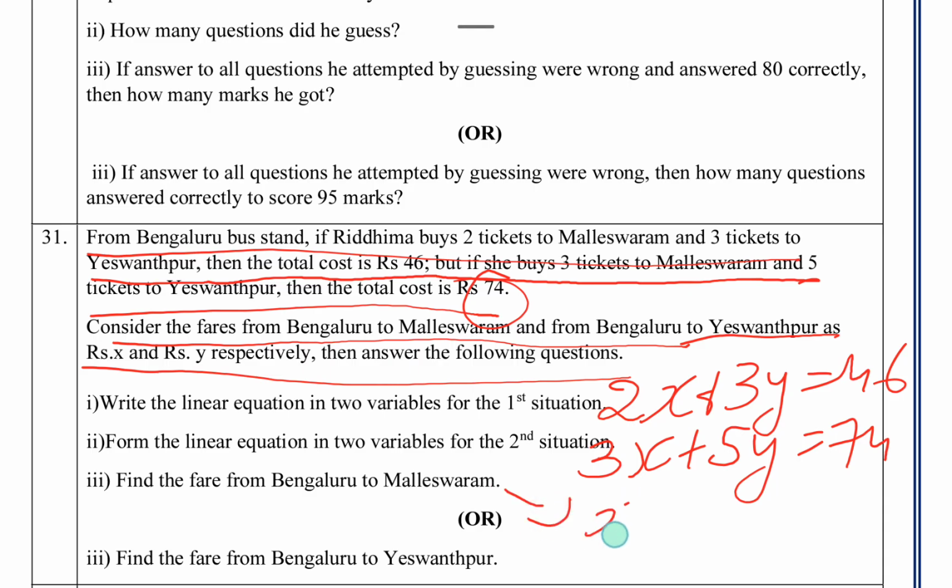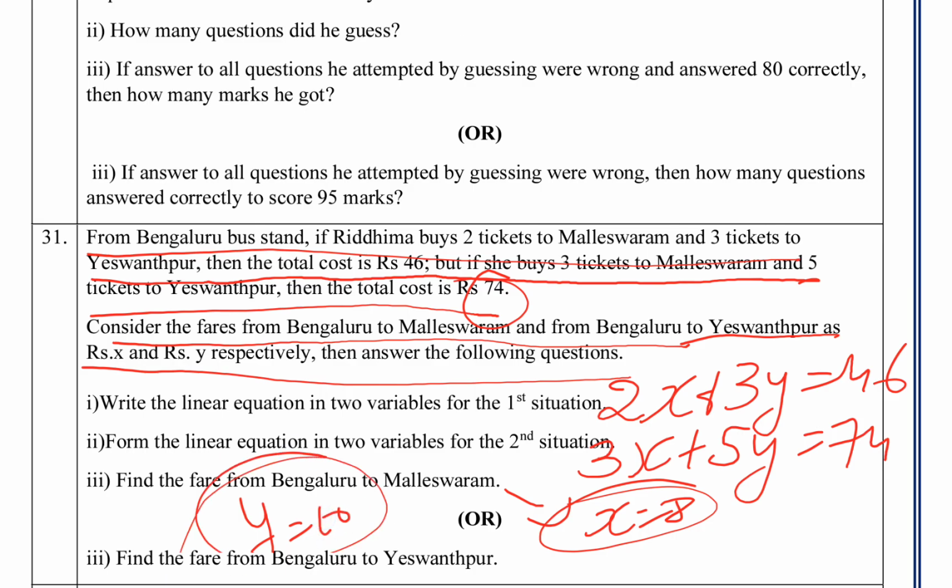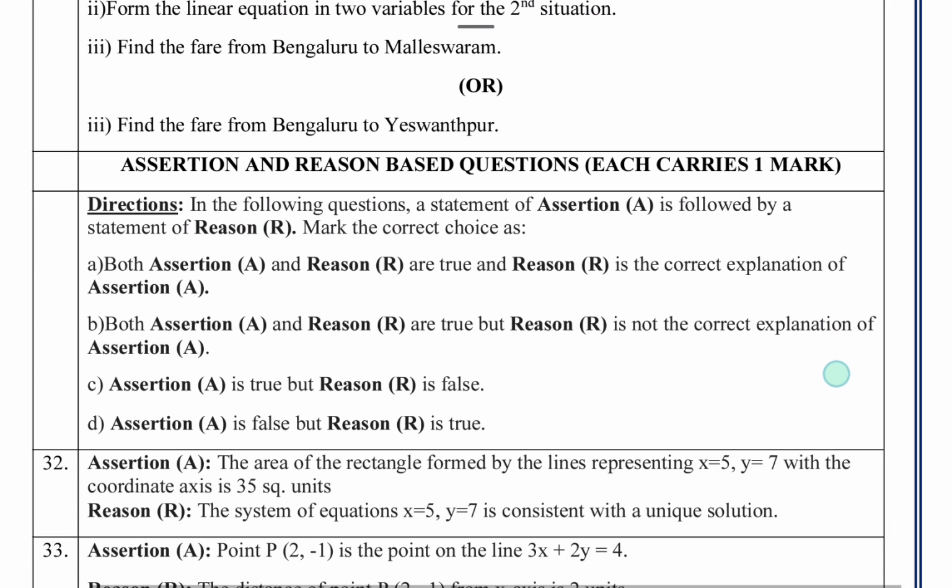Third one, the fare from Bangalore to Malleshwaram is x equals to 8, totally 8 rupees. And the fare from Bangalore to Yeshwantpur is y equals to 10 rupees. So you can go like that. And I hope you understood the case study based question.